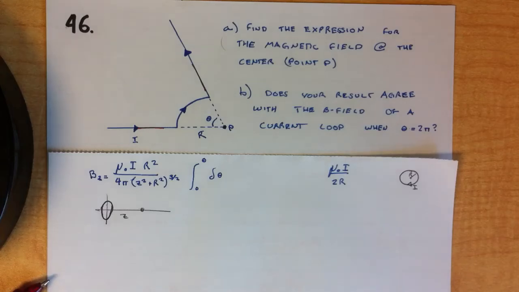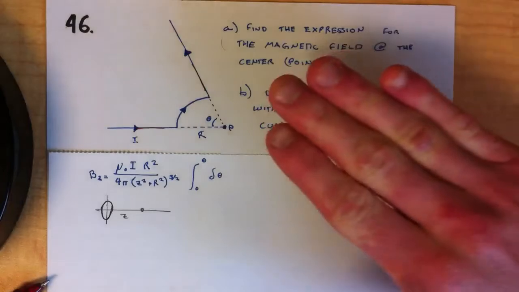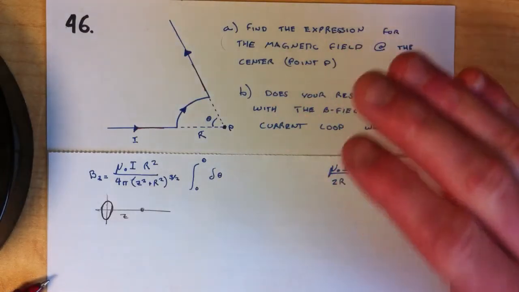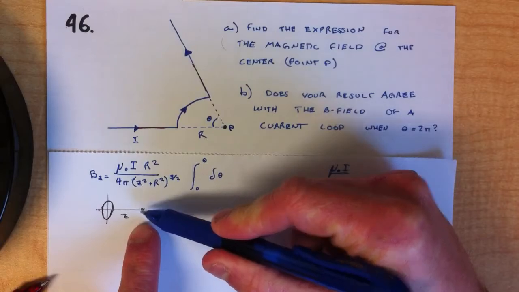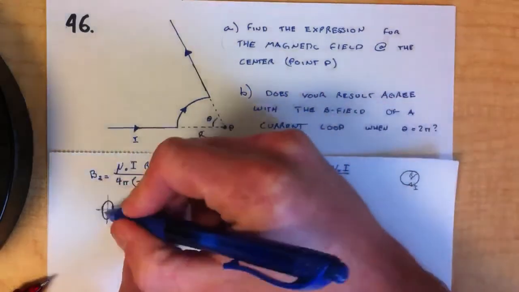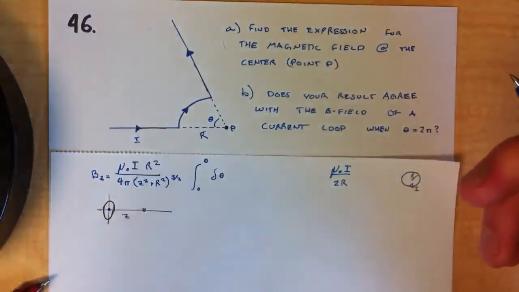The couple things that we need to notice right away are that first of all, this loop is in a plane. So where sometimes we have a point out here that we're calculating the B field at, in this case, the point is all the way in here. So it's just in a plane.